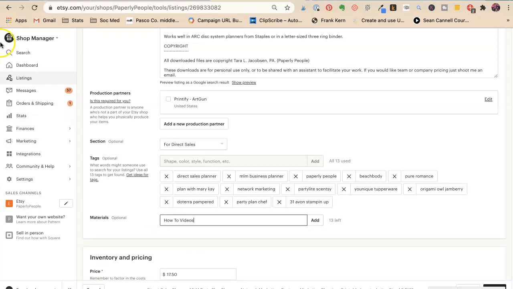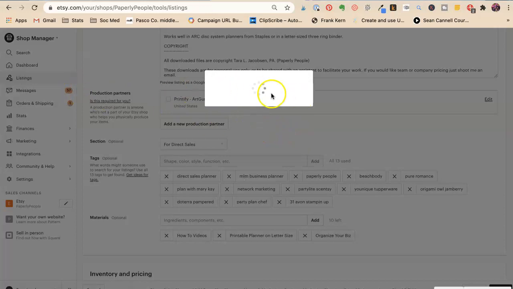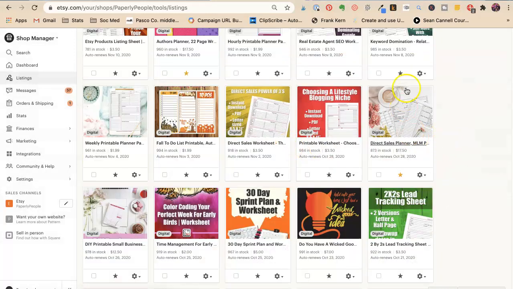How to videos. Printable planner. This is why these all build on each other, because then you can pop in on letter size. How to videos, printable planner on letter size, organize your biz. Add. Okay, update. Now, sometimes when I update like that, as you notice down here, it's pretty far down.